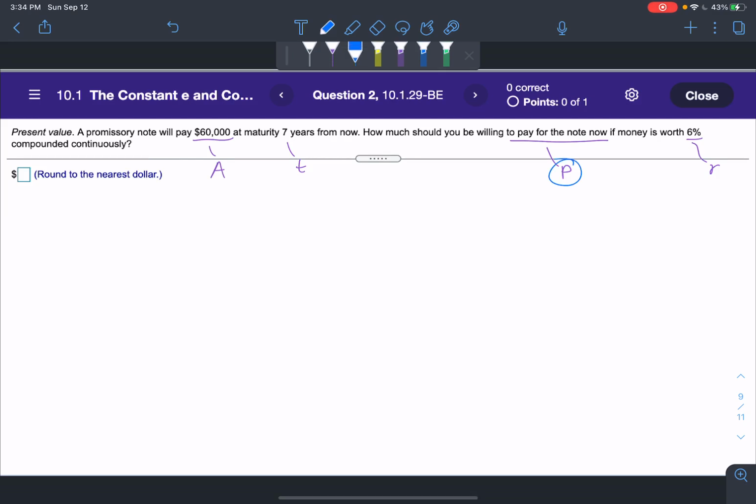So let's make our formula. A equals P E R T. We're compounding continuously, so we'll use this formula. 60,000 equals P. We don't know what that is. That's what we're solving for. The constant E, our rate as a decimal. Remember how we do that? Move the decimal point over 2 places. So 0.06, and then T is 7.